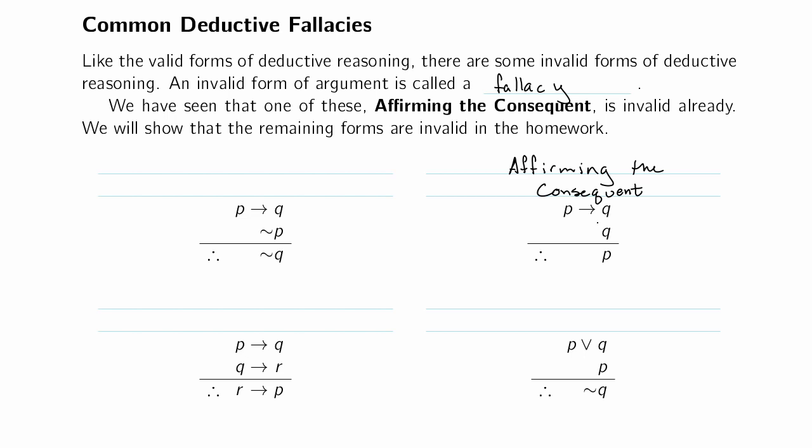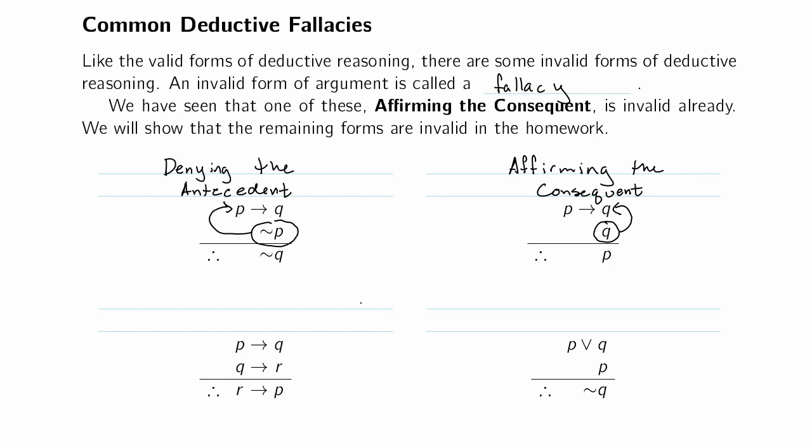So, this form was called affirming the consequent because we have a premise that tells us that the consequent, the then part of a conditional, is true. In this form, we have a premise that tells us that the antecedent, the if part of a conditional, is false. This form is called denying the antecedent.